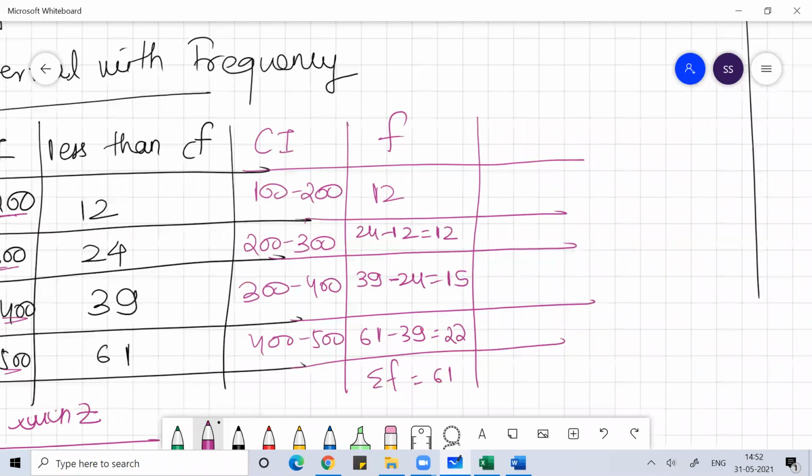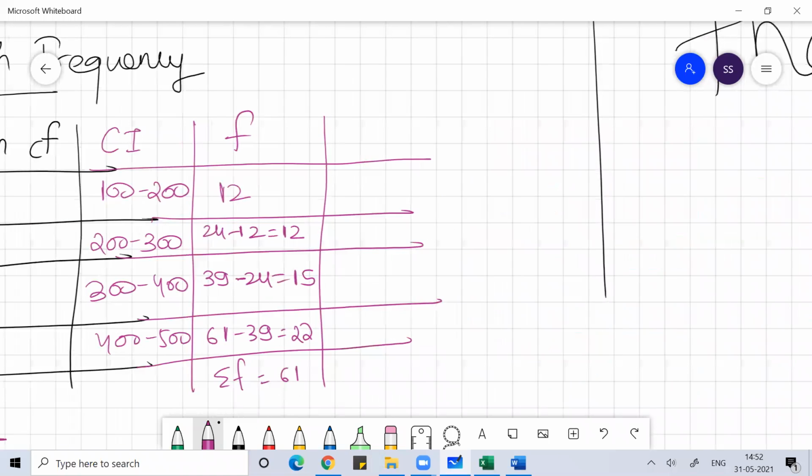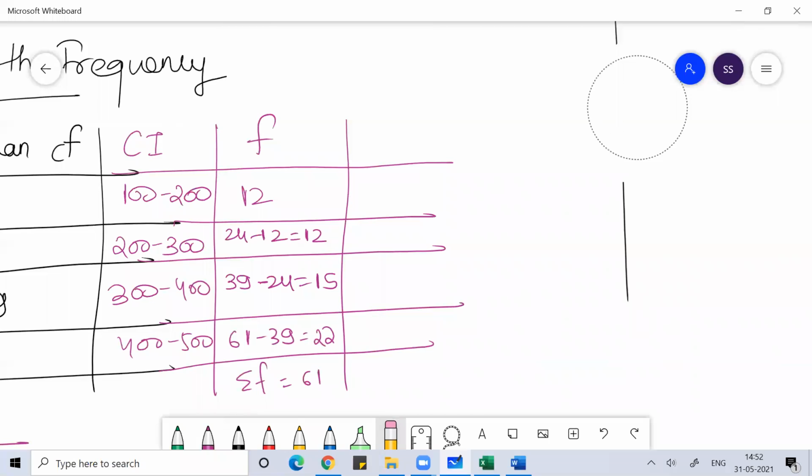Everyone, imagine if I give you more than class interval with more than cumulative frequency. Imagine. Next question.